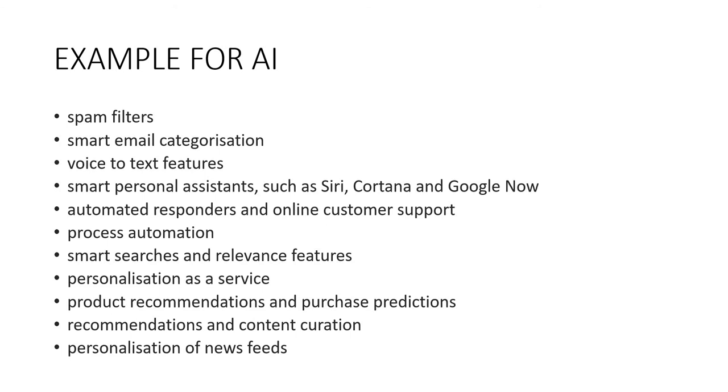Examples of artificial intelligence are spam filters, smart email categorization, voice to text features, smart personal assistants such as Siri, Cortana, and Google Now, automated responders and online customer support, process automation, smart searches and relevance features, personalization as a service, product recommendations and purchase predictions, recommendations and content curation, personalization of news feeds. All these examples of artificial intelligence we are using in our day-to-day life now.